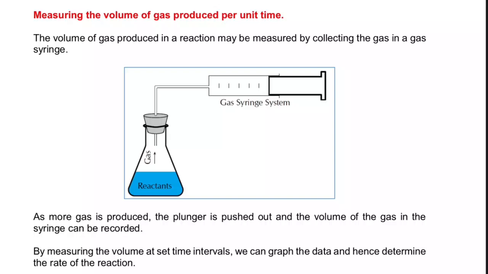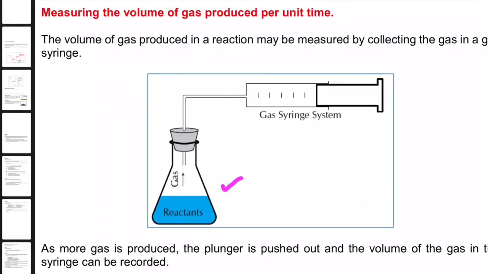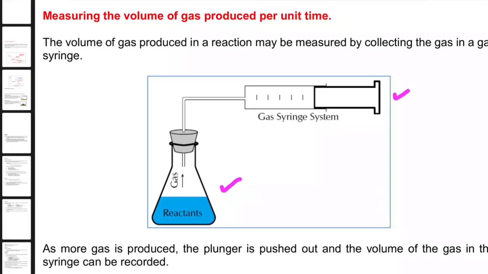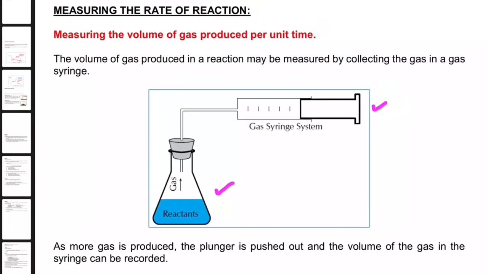The volume of gas produced in a reaction may be measured by collecting the gas in a gas syringe. So take a look at this setup. We have the reactants, and on top of the conical flask, we have a gas syringe. So this setup will obviously work in a reaction where a gas is produced, right? So as more gas is produced, the plunger is pushed out and the volume of the gas in the syringe can be recorded. By measuring the volume at set time intervals, we can graph the data and hence determine the rate of a reaction, right?